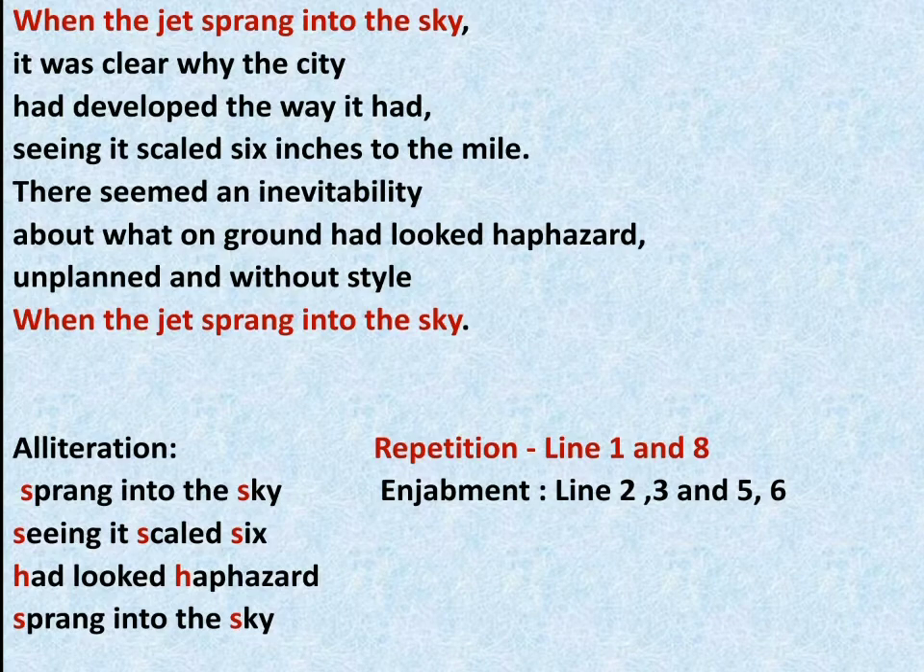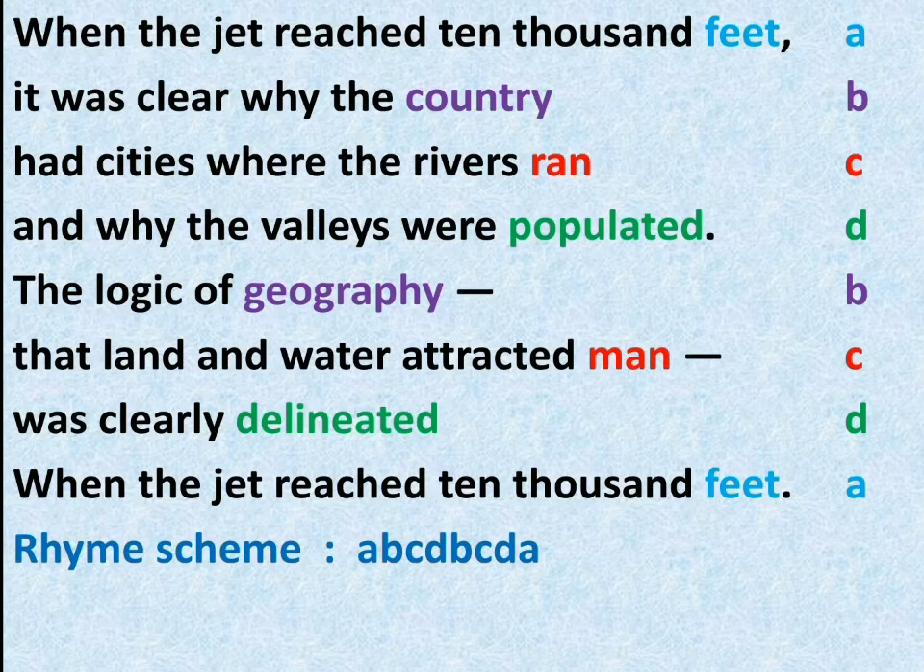Now we'll move on to the second stanza and we'll see the rhyme scheme. In the second stanza, you can underline all the last words of each and every line. The first one is feet, and see the last one, feet. So we'll go with A. Next is country. Country doesn't rhyme with feet, so we go with B.